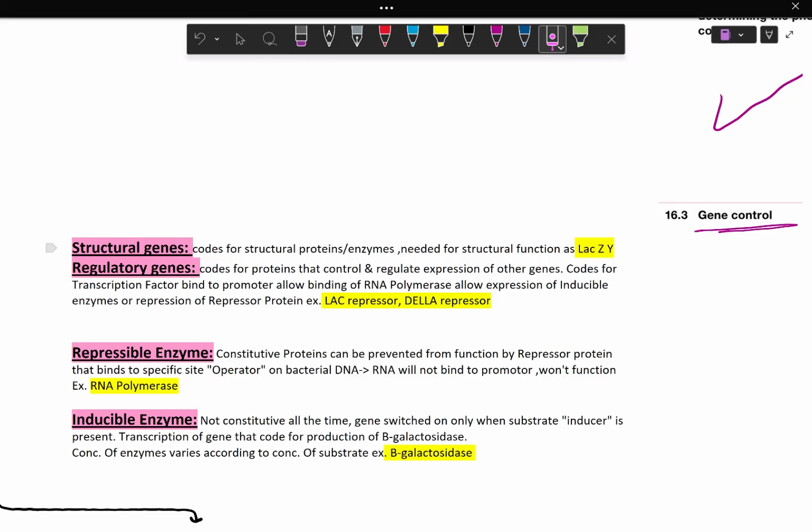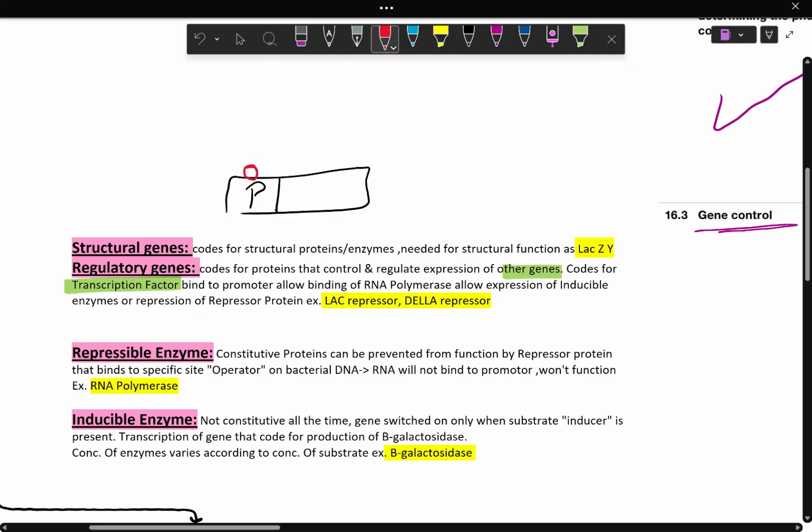The other type is a regulatory gene. This gene codes for a protein that controls and regulates something. This protein is not directly structural; it's not a channel, it's not an enzyme. It regulates something else. It regulates another gene. For example, the most common example is transcription factors. Those transcription factors bind on the promoter. We're going to take this part in detail later, but this is an overview.